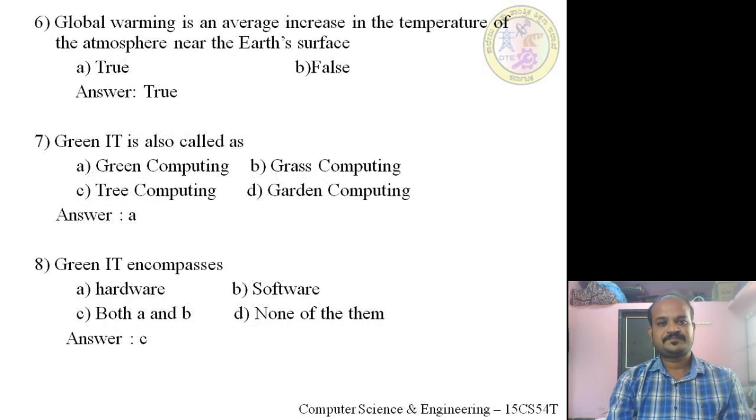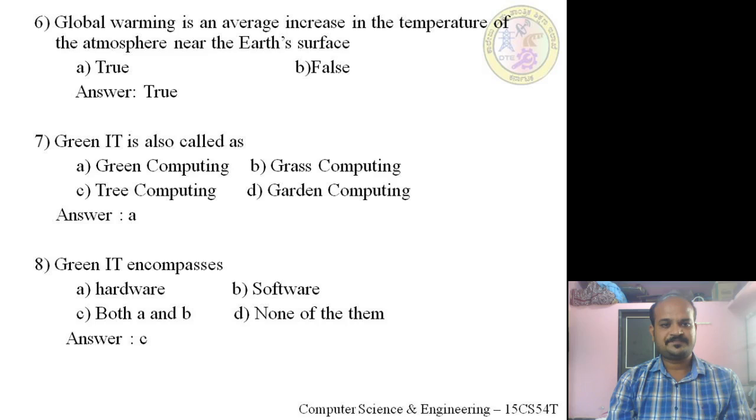And sixth one, global warming is an average increase in the temperature of the atmosphere near the Earth's surface. Okay, so here we have to tell whether the sentence given here is true or false. And the sentence given is true, because global warming is actually an average increase in the temperature of the atmosphere near the Earth's surface. So that's why the correct answer is true.